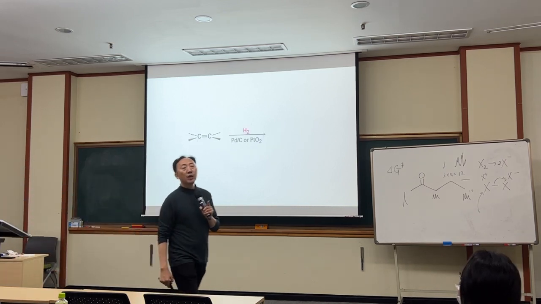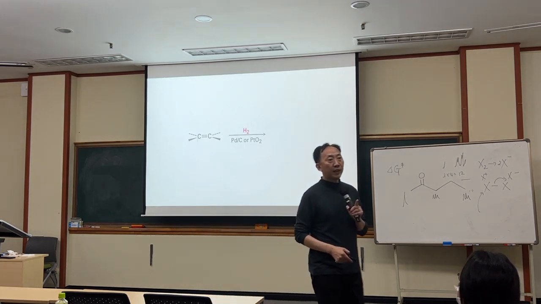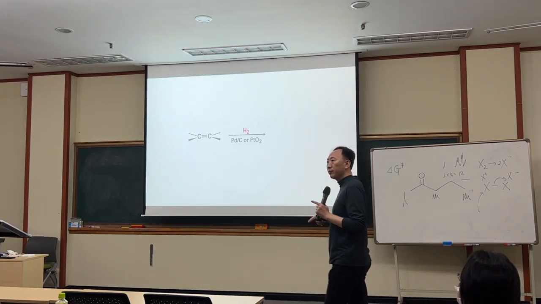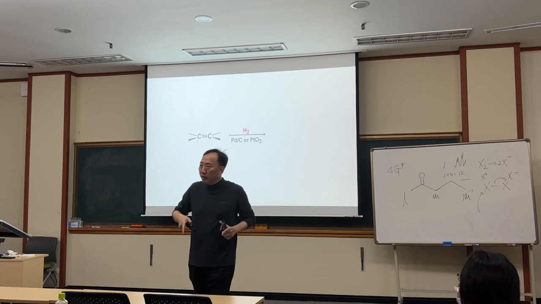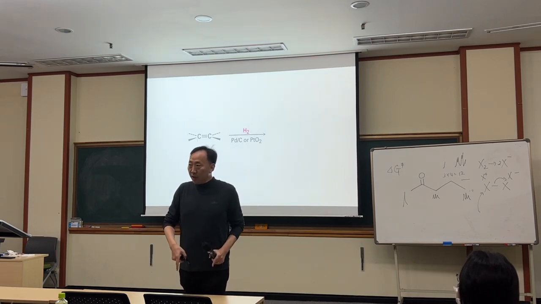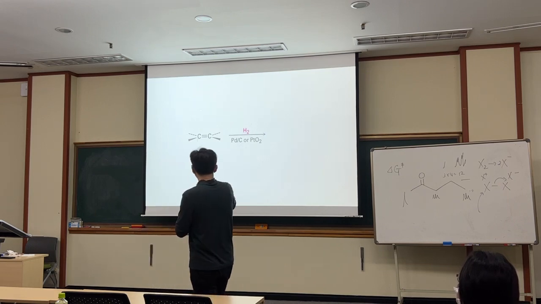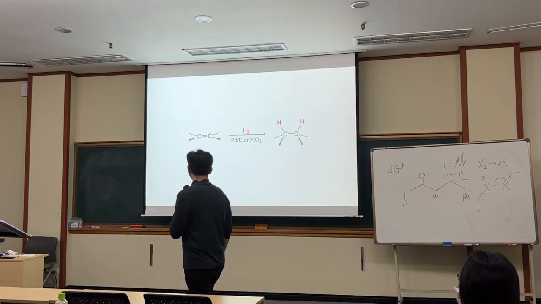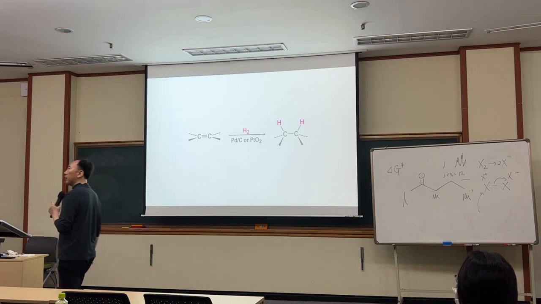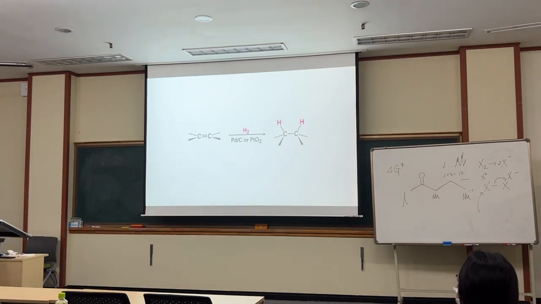Hydrogenation. On a metallic surface, if you add hydrogen like this, is this a typical anti-addition or syn addition? This is syn addition. Okay, so this is added side by side like this. That can be done by palladium or platinum metal surface and hydrogen gas. Reduction and hydrogenation.